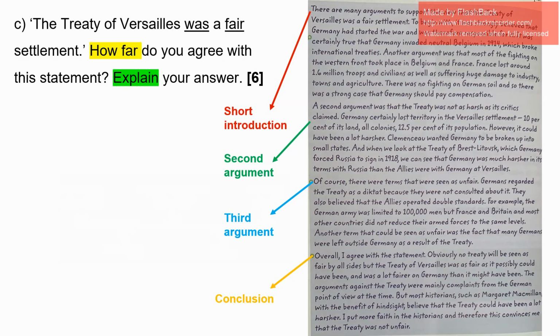Why do I have some issues with this short introduction? Because this short introduction has the first argument included in it. Usually, if you have an introduction, the introduction is just that, an introduction, one or two sentences, not more than that. Then you separate the first argument, second argument, third argument, and the conclusion, okay? But you can put it this way too.